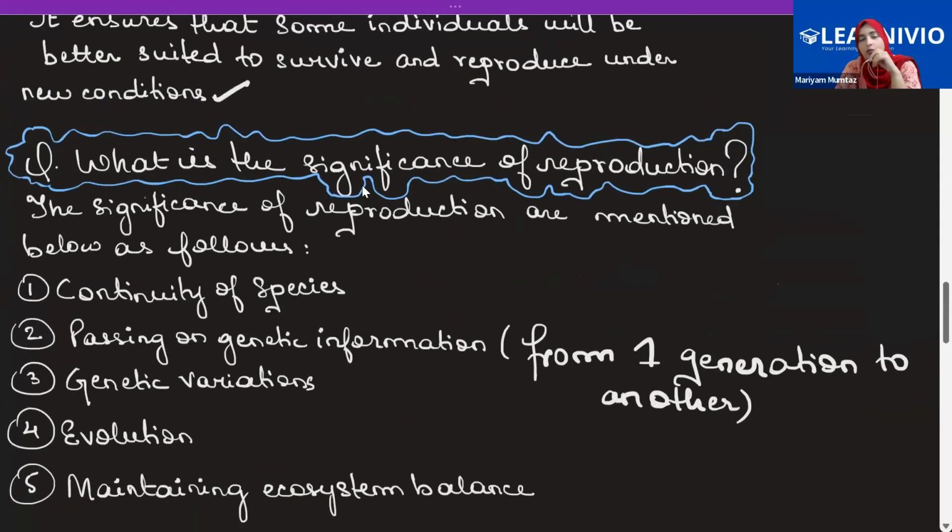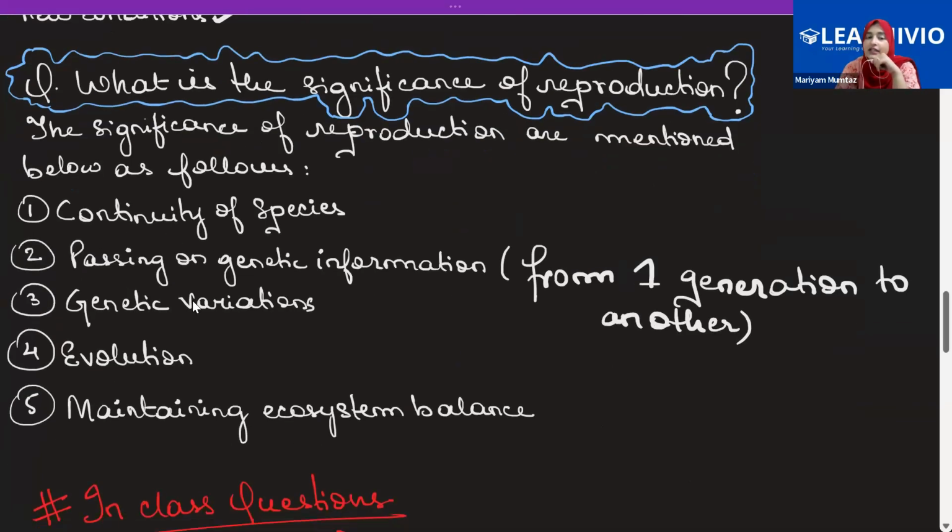Now the question comes along, what is the significance of reproduction? First thing, it is responsible for the continuity of species, so that the species keep on going and going. Then it's also very important as far as the passing of genetic information is concerned. Meaning, whatever genetic information is there in the parent cell will be sent on to the daughter cell via reproduction, from one generation to another generation.